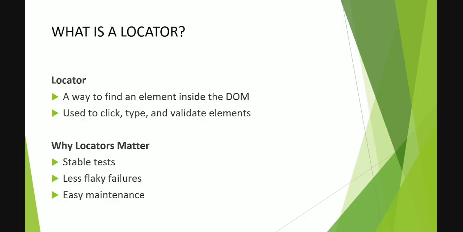So let's see what is a locator. A locator is a way to find an element inside the DOM. Good locators create stable tests, reduce flaky failures, and make maintenance easy. Means the locator is the backbone of automation testing.